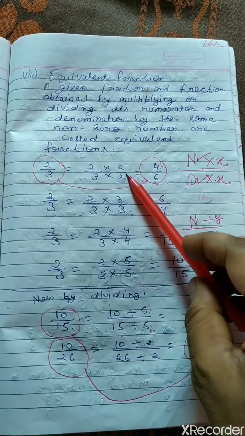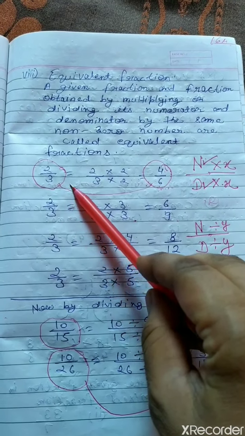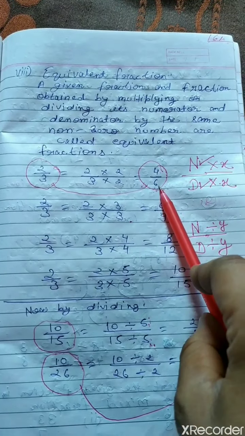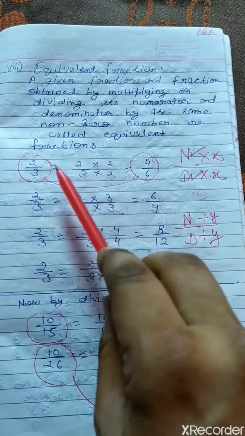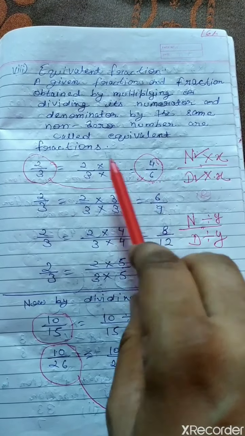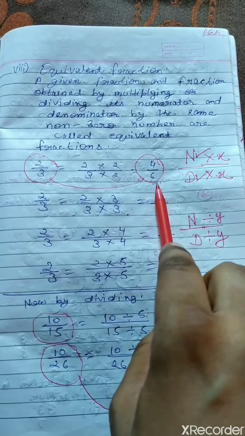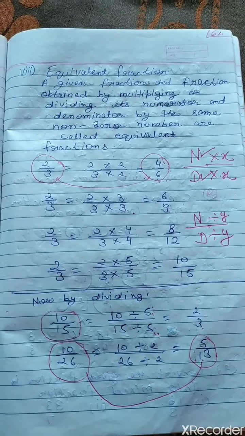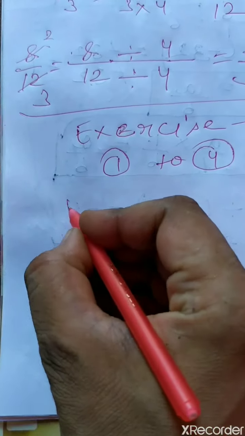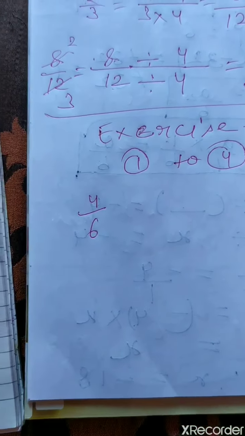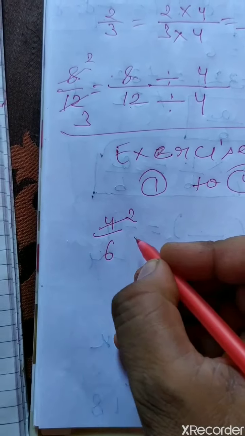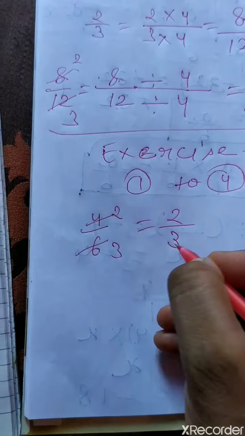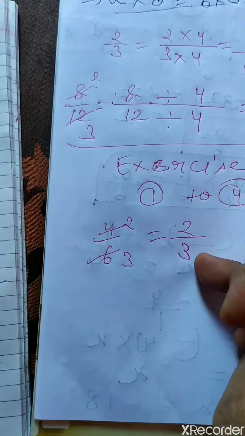As an example, you can see your number is 2 by 3. Multiplying the numerator by 2 and the denominator also by 2, the number becomes 4 by 6. And 2 by 3 and 4 by 6 are equivalent fractions. Their value is the same, only the form is different. Again, 4 by 6 you cut by 2, then it will come 2 by 3 only. Divide 2 into 4 is 2 times, 2 into 6 is 3 times. Again it will come 2 by 3 only.